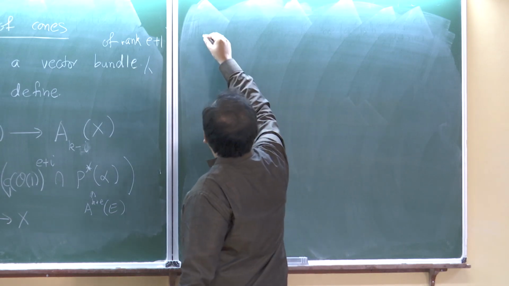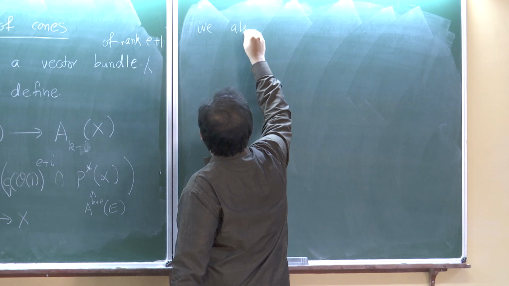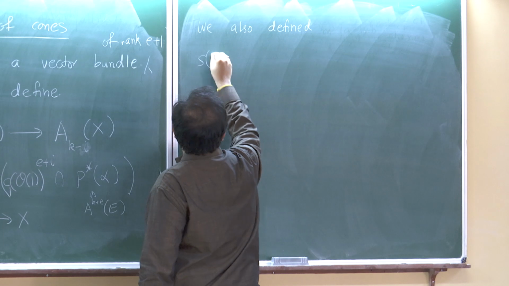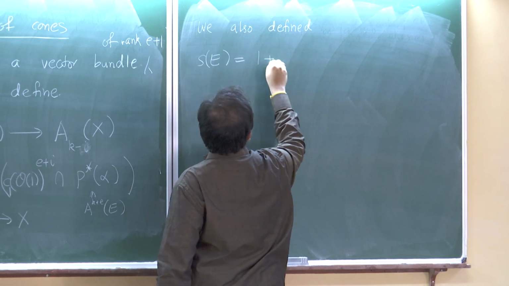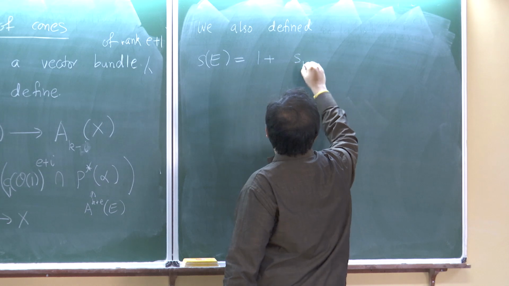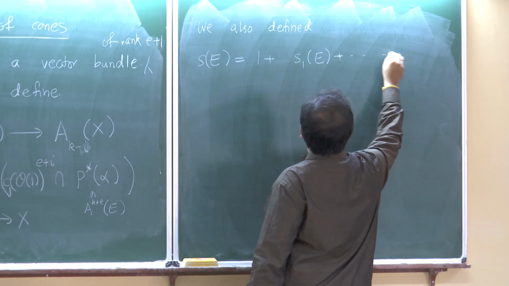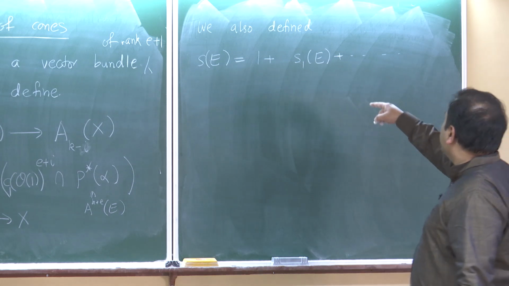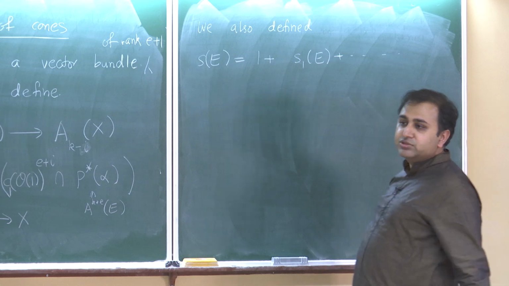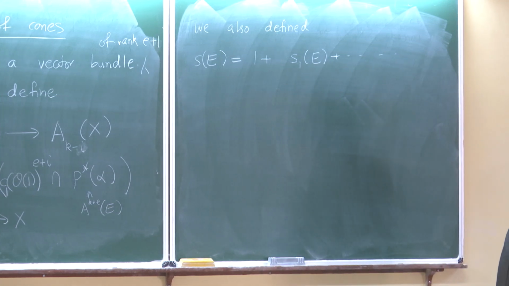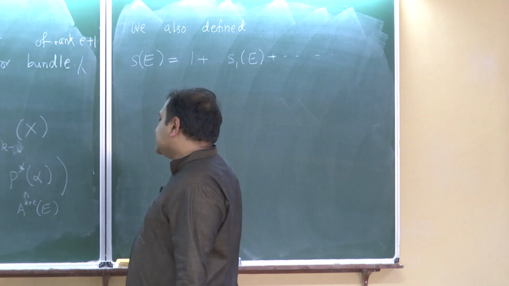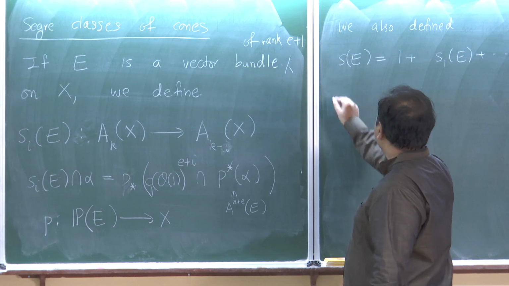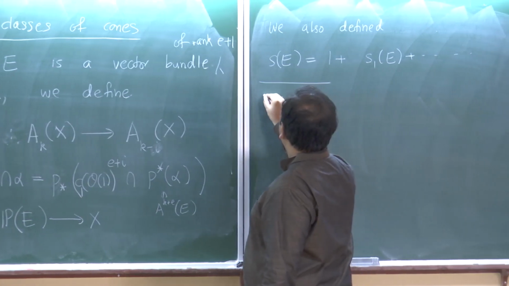Then we also defined s(E) equal to 1 plus s_1 plus and so on, and then we took the inverse of that polynomial. That's how we define Chern classes. That's one way to do it. But now we could see if we could try to do this for an arbitrary cone. Can we do this?